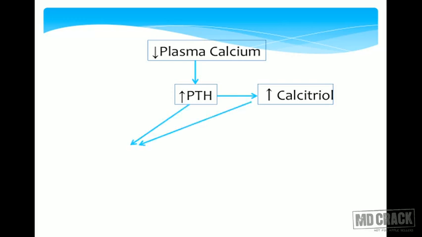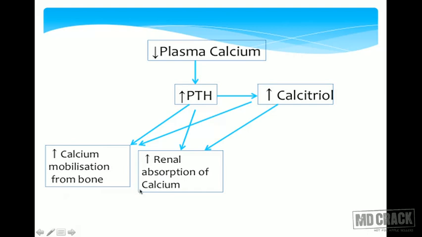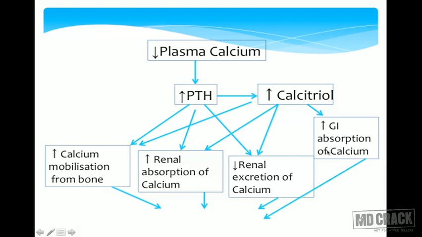Both PTH and calcitriol cause calcium mobilization from the bone, cause increased renal absorption of calcium, and also decrease the renal excretion of calcium. At the same time, calcitriol increases GI absorption of calcium. All these will see to it that the plasma calcium is brought back to normal, and this will decrease the PTH. So this homeostasis of plasma calcium is maintained by PTH and calcitriol.